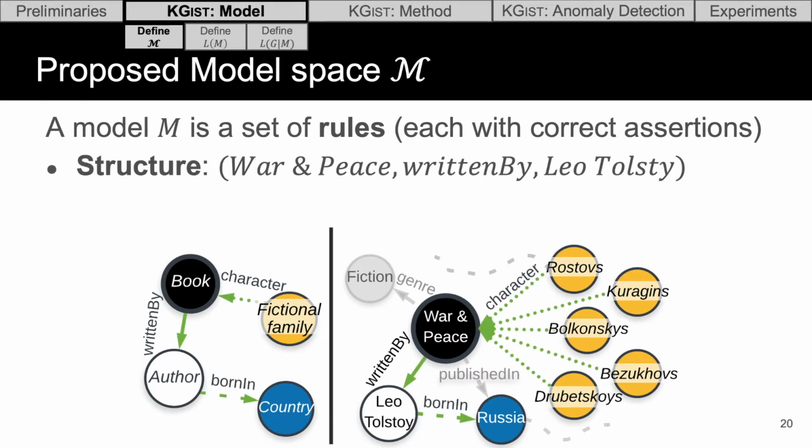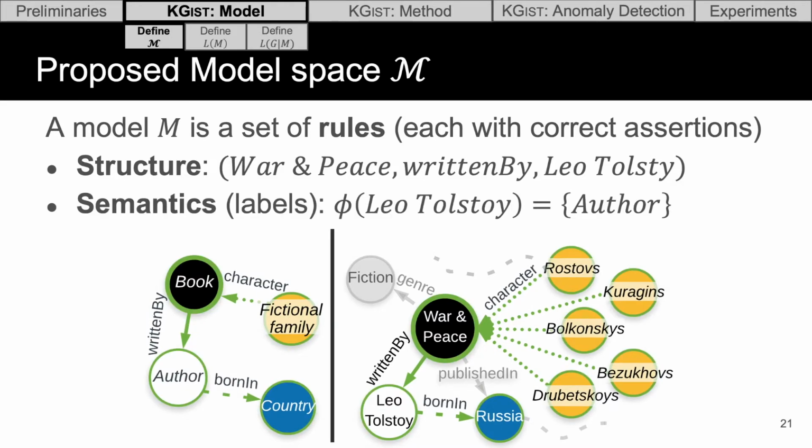These correct assertions serve to describe the structure of the graph, first of all, because again, it's a guided traversal, which induces a particular subgraph. So the edges of that induced subgraph have been described by the rule. It also describes some of the semantics of the graph because it reveals the labels in the induced subgraph. For example, the fact that Leo Tolstoy is an author.